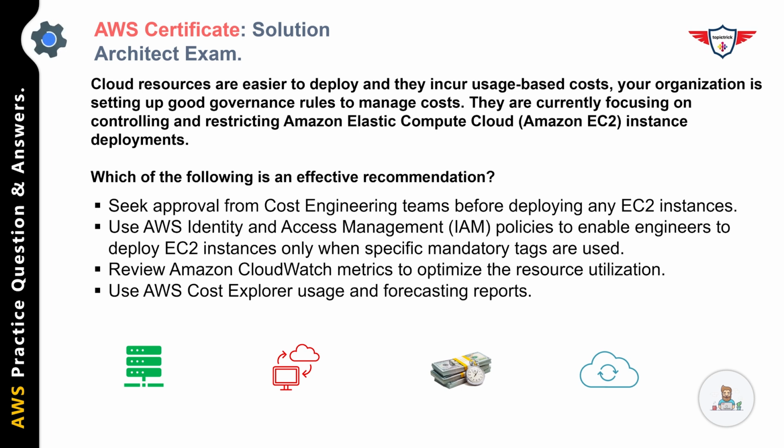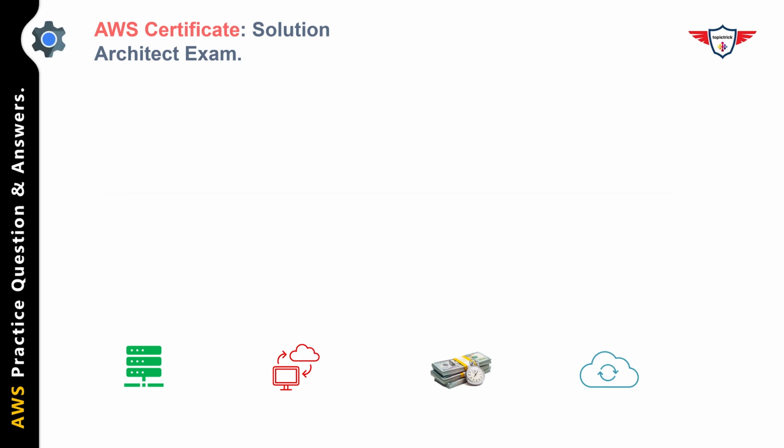The correct answer is option B, that is usage of AWS Identity and Access Management policies. You can use tags to control permissions, and by using IAM policies, you can enforce the tags to gain precise control over the resources, ownership, and accurate cost allocation.